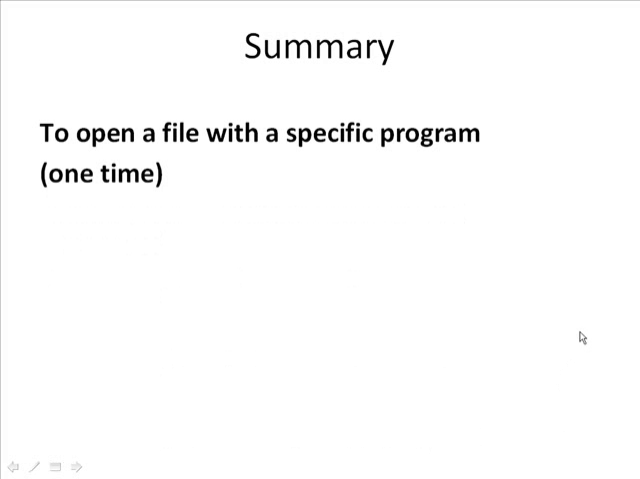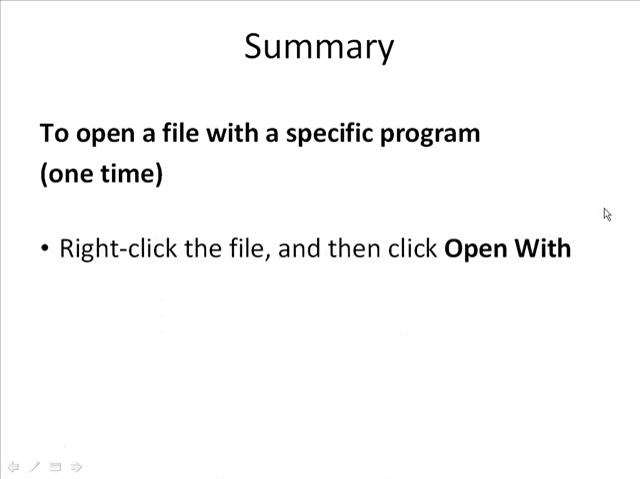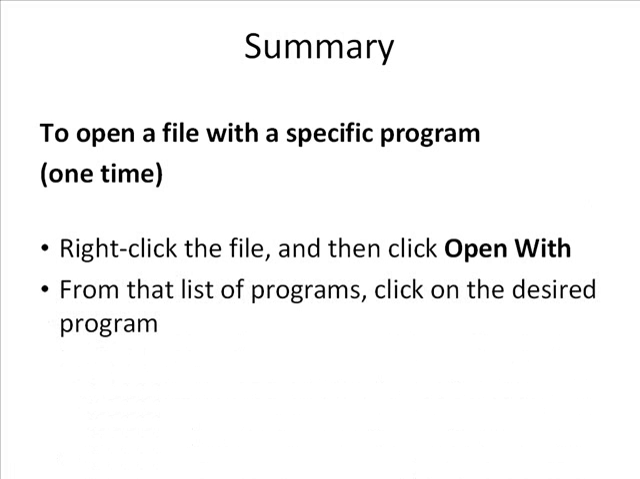Okay, let's summarize our file association session for today. If we wanted to open a file with a specific program as a one-time event, simply right-click on the file, and when you do that, you're going to get a drop-down menu box, and one of the items in there will say Open With. Simply click on that, and you're going to get a list of programs, and then just click on the desired program that you want to open that file.